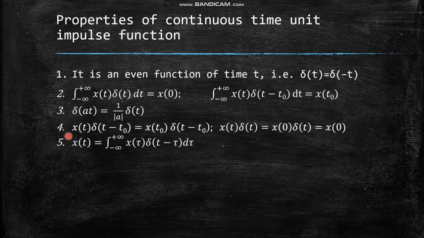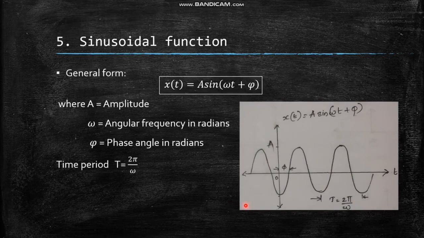The fourth property is x of t into delta of t minus t0 is equal to x of t0 delta of t minus t0. It can otherwise be written as x of t into delta of t, which is equal to x of 0 delta of t. The second and fourth properties are different cases of the shifting property itself. x of t is equal to the integral from minus infinity to infinity of x of tau delta of t minus tau d tau. It represents the convolution property of the unit impulse function.